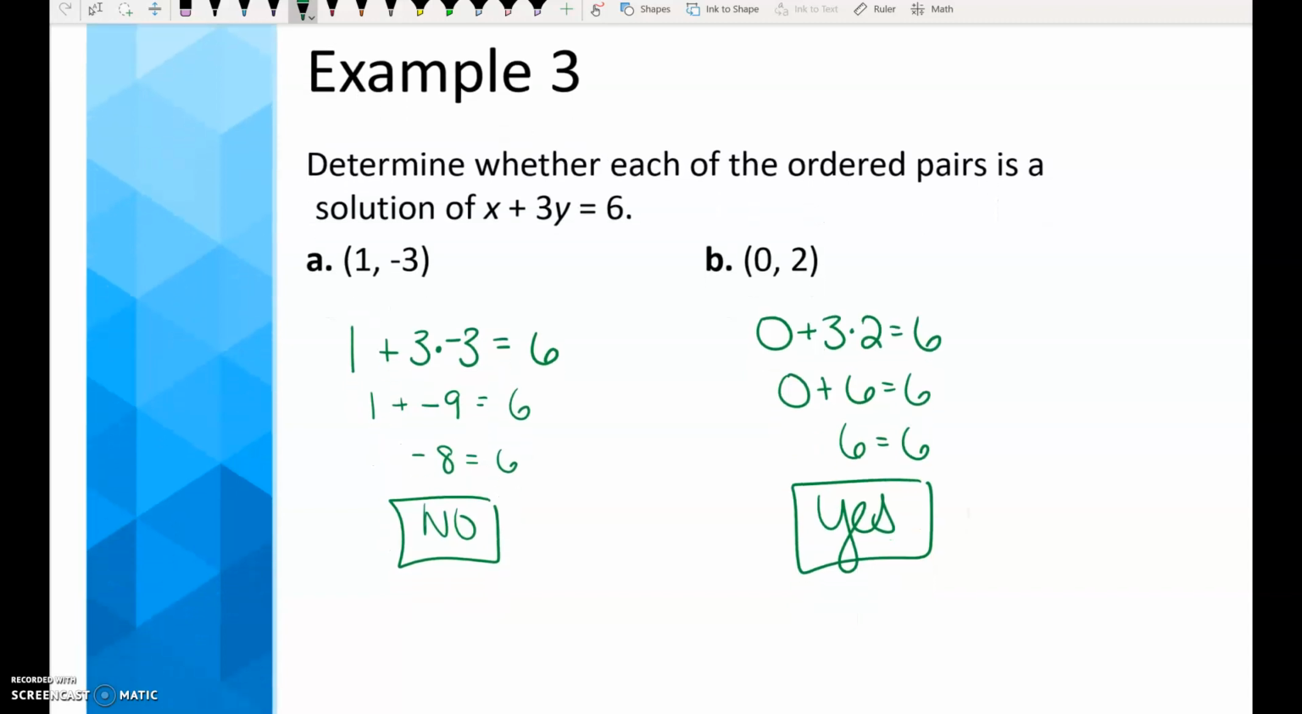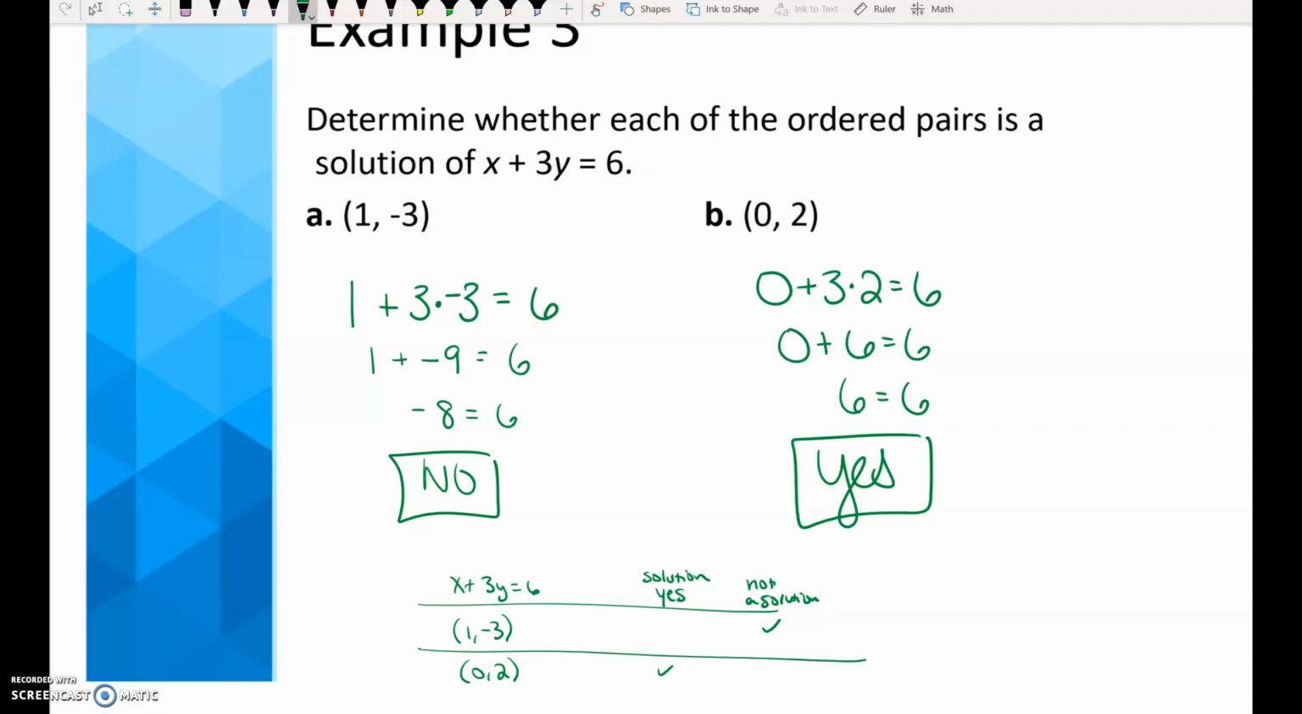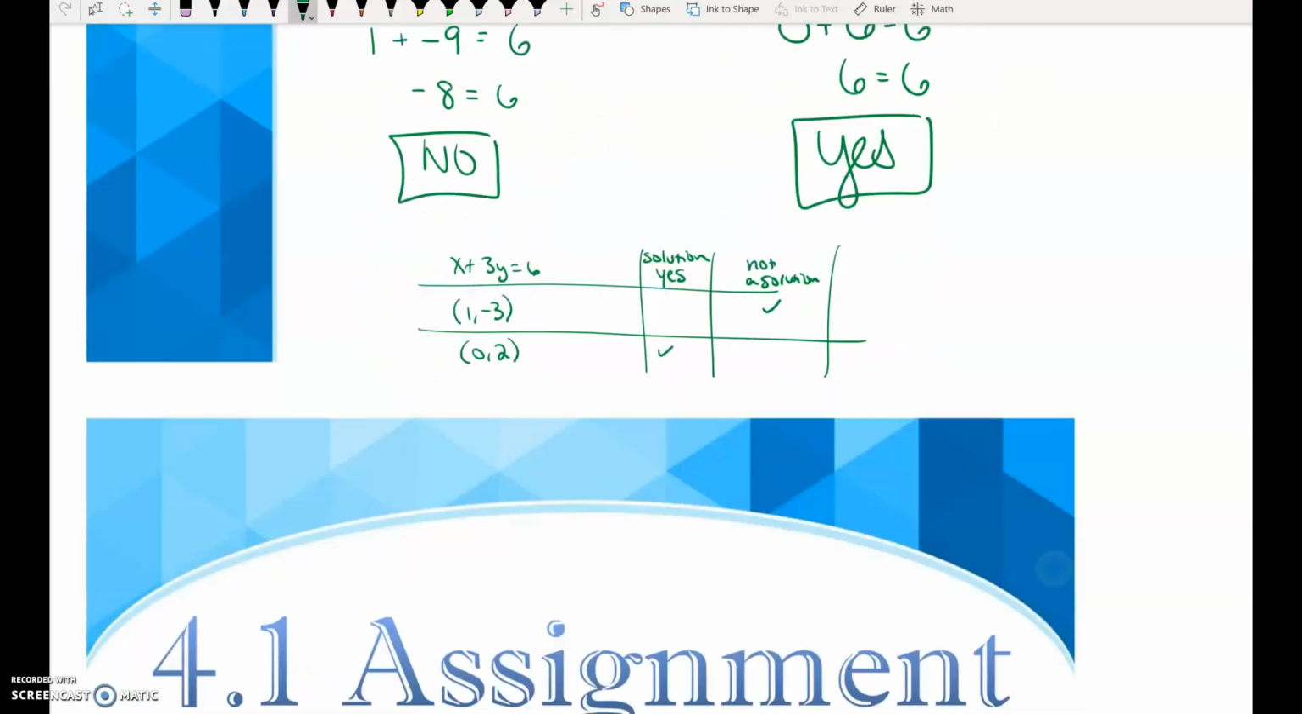On a test, this would likely be the kind of question where I would give you an equation like this. So the equation would be up here, x plus 3y equals 6. And then the ordered pairs would be here in the table. Or this would say yes or solution, or it would say not a solution. And so for that first one, you'd have to click no, it's not a solution. And for the second one, you'd click yes, it is a solution. So it'll probably be one of those tables with the little check boxes like you've seen on EdSite tests before.